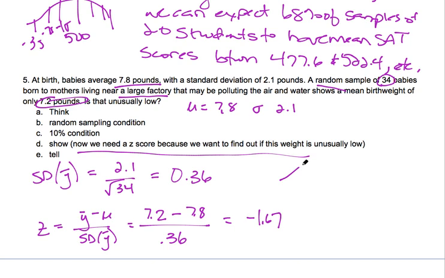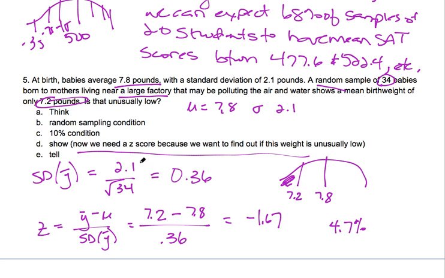Okay, so on the normal curve, get in the habit of drawing this too. Here's my mean of 7.8. Here is 7.2. So we want to know, is this out of the ordinary? Right in here, if we use normal CDF to figure out the probability with negative 1.67, we get that it's 4.7%. It's almost 2 standard deviations away. I would say that is unusual.